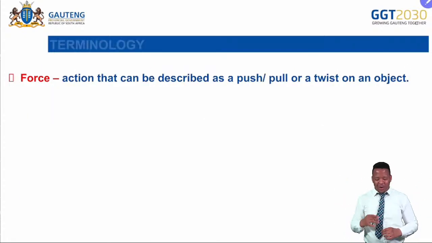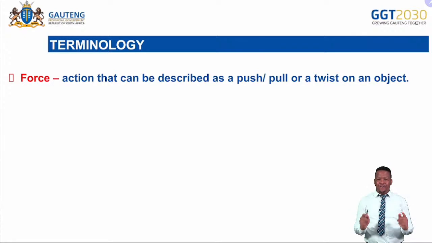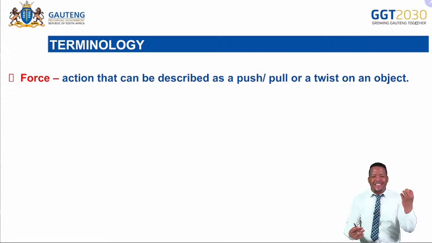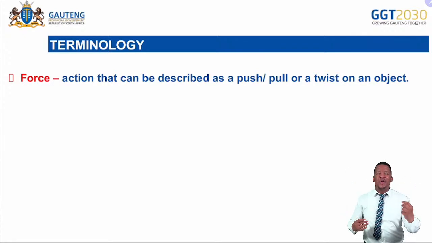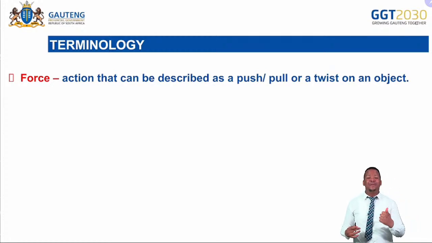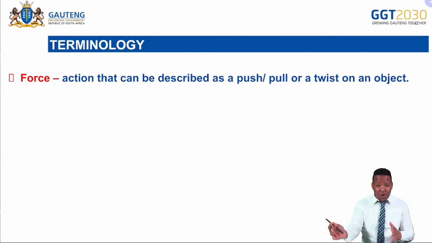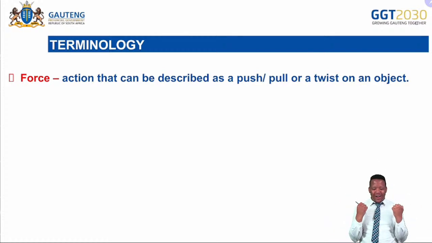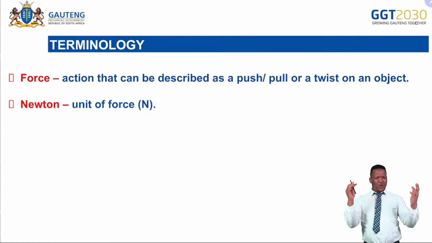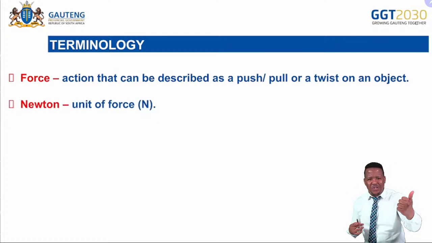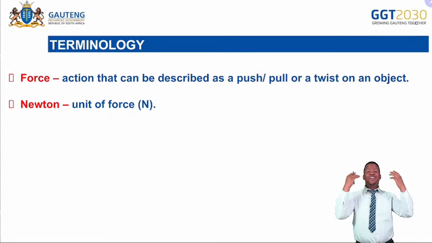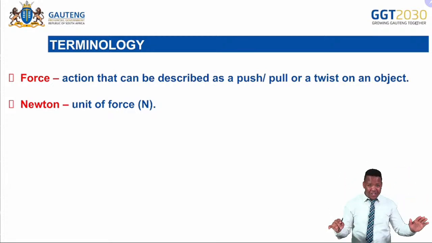So our terminology goes like this. What is a force? We are answering the first question that we asked when we started our lesson. A force is an action that can be described as a push or a pull, or a twist of an object. And then we have a Newton. What do you know about a Newton? A Newton is a unit of force.